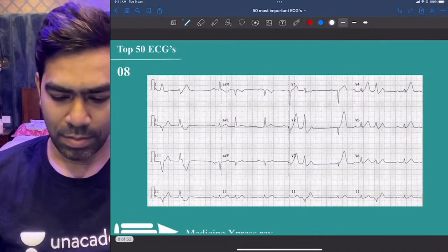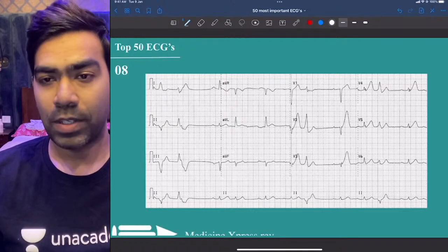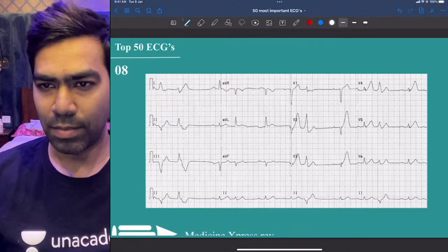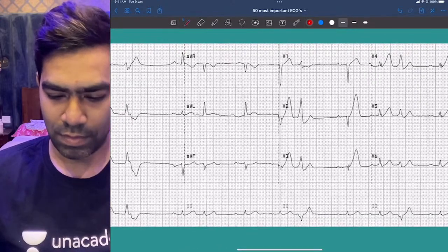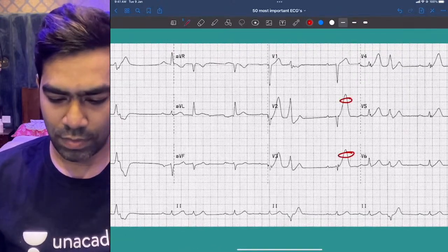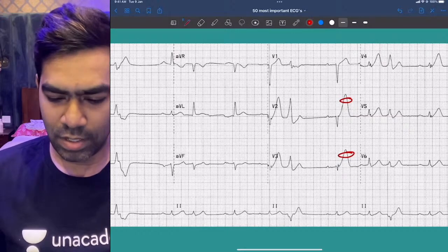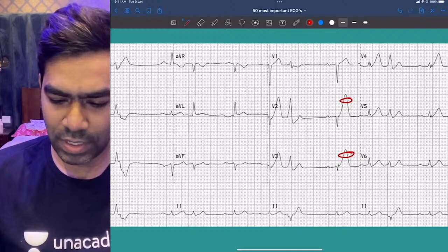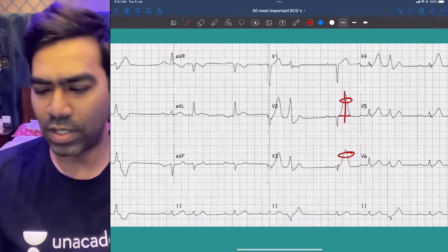Coming to EKG number 8, we are going into the zone of ischemic heart disease and ST segment problems. So here what you are seeing is hyperacute T waves. You are seeing tall T waves, tall T waves, tall T waves. More than the tall T waves, you're also seeing symmetric T waves, right? I think the T waves are absolutely symmetric.